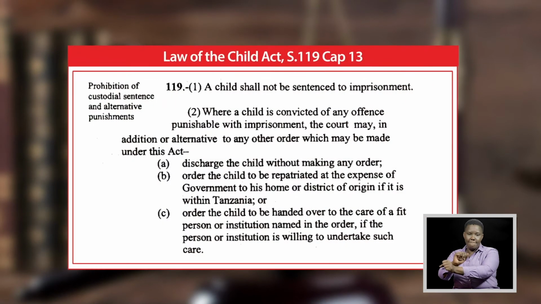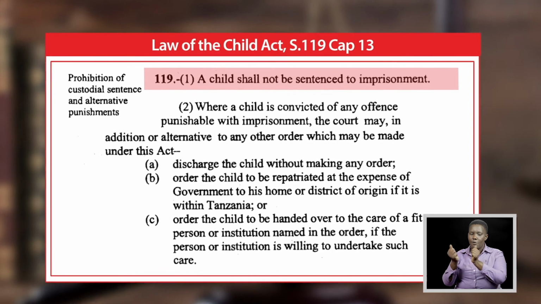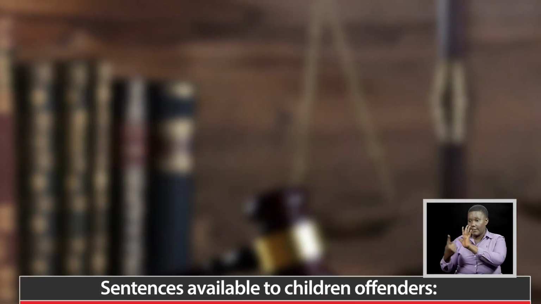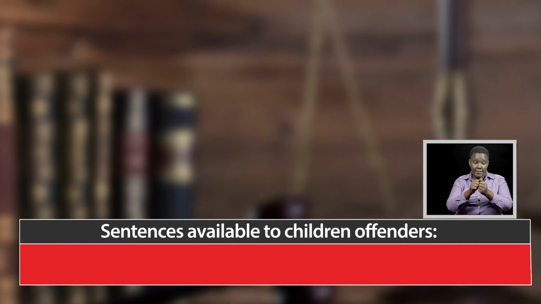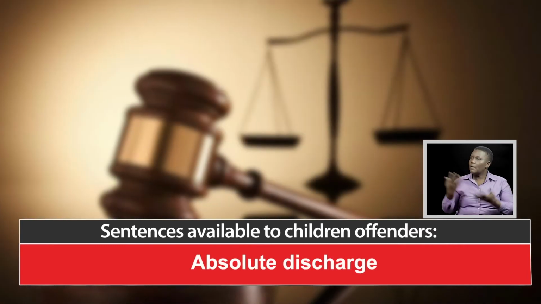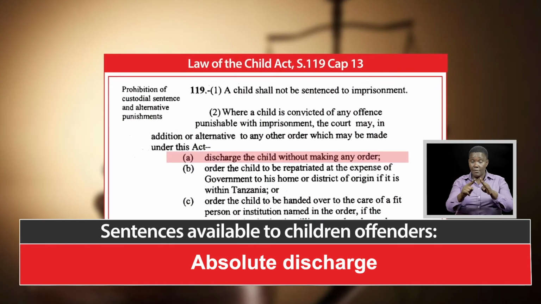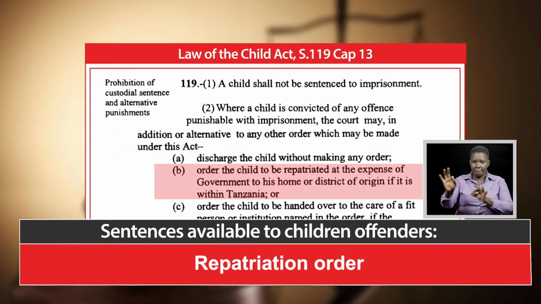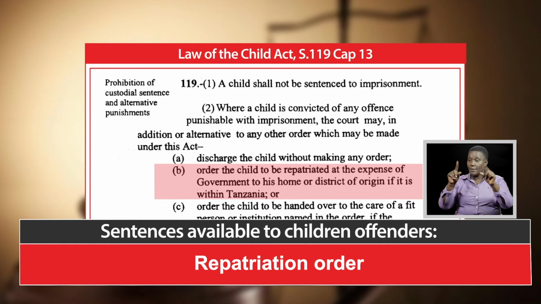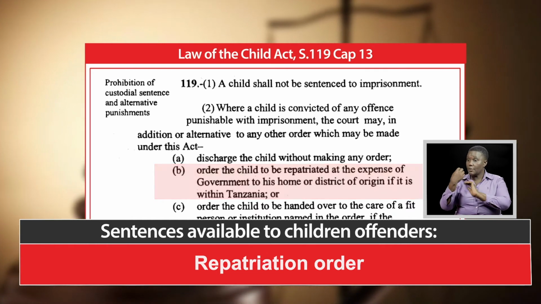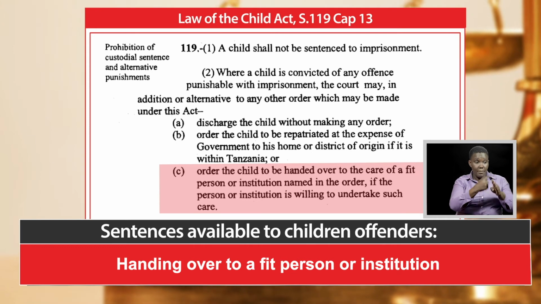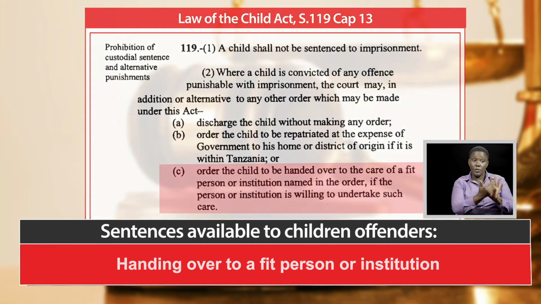A child shall not be sentenced to imprisonment. Section 119, subsection 1 of the Law of the Child Act, Cap 13, revised edition of 2019. The following are sentences available to child offenders. Absolute discharge, as provided under Section 119, subsection 2A of the Law of the Child Act. Repatriation order, as provided under Section 119, subsection 2B of the Law of the Child Act. Handing over to a fit person or institution, Section 119, subsection 2C of the Law of the Child Act.